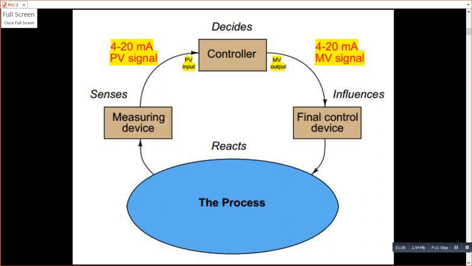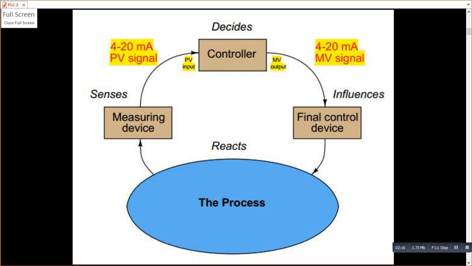We have a measuring device, which is a sensor, which gives a 4 to 20 milliampere signal, which is called the process variable, which goes to the controller, and then the controller gives a command output, which is also a 4 to 20 milliampere signal. This is known as the manipulated variable, which goes to the final control device, which is normally a control valve or a motor controlling the process. So this is how our full control loop works, and we give the set point at the controller, and we can maintain our process value at the desired set point value.